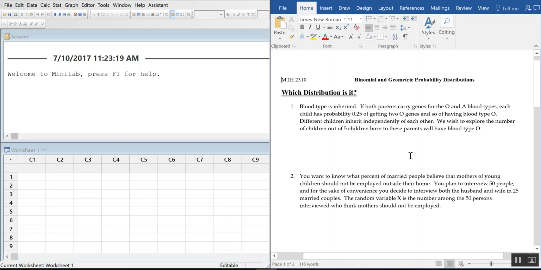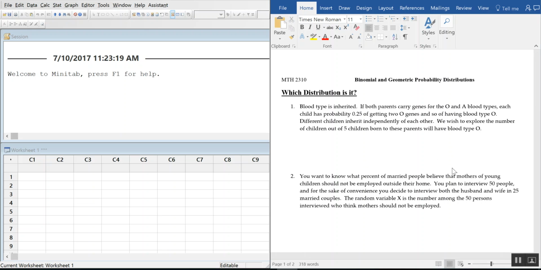Hello and welcome to the Chapter 6 Minitab lesson where we're going to talk about binomial and geometric probability distributions and how to calculate binomial and geometric distributions probabilities on Minitab. So if you have not familiarized yourself with what the binomial and geometric are, you should go and do that before beginning today's lesson because the things I'm going to be talking about won't make any sense if you're not familiar with what those two distributions are.